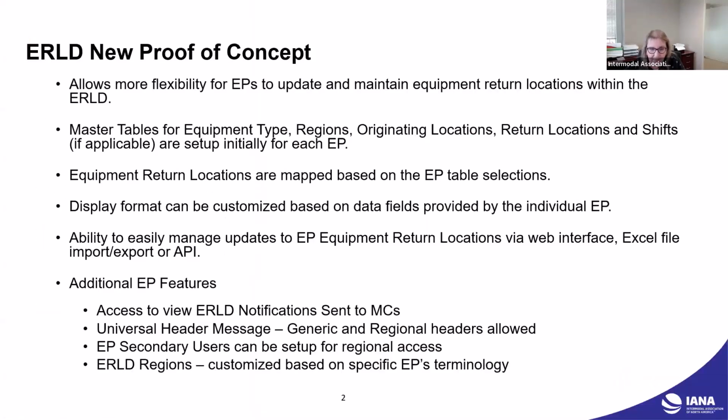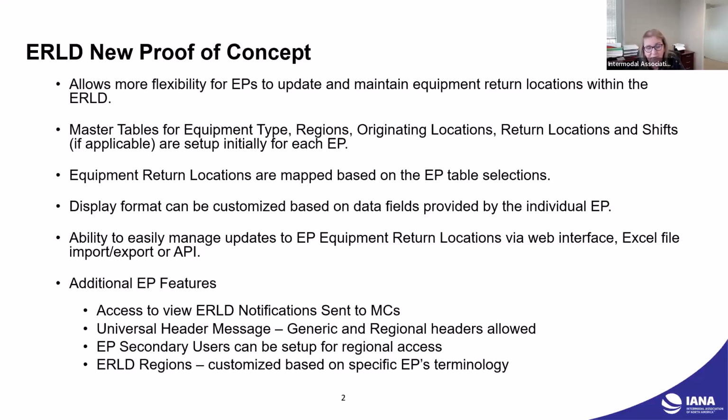So IANA's equipment return location directory was originally developed to provide a centralized platform for equipment providers to easily manage their equipment return locations and for motor carriers to have a single access point to obtain that information. What we've done over the past several months is we've had discussions with several equipment providers and also looked at some of the current tools that they utilize to manage their equipment return locations, either via their own website or other platforms that they may be using.